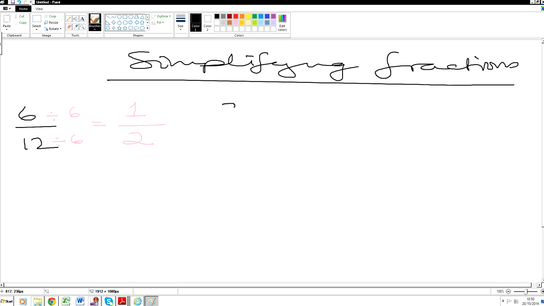Let's have a look at another question. So we have now 36 over 42. To help you out, think: which times tables do they both come in? They both come in the 6 times table. So let's try dividing it by 6. That'll give you 6 and that'll give you 7. We know we can't cancel this any further because 7 is a prime number.